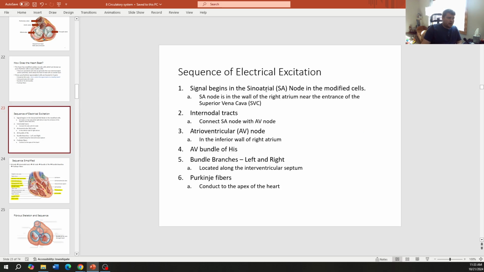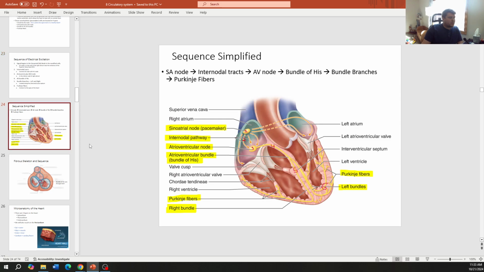So signal starts in the SA node. It goes through these structures called the internodal tracts, which connect it to the AV node. AV node is connected to the bundle of His. The bundle of His is connected to a structure called bundle branches, and the bundle branches are then connected to structures called Purkinje fibers. Here's what this all looks like. The SA node starts the signal, and it sends it out, and it connects to the AV node. AV node is connected to, right here, the bundle of His. That splits into these bundle branches, and then the bundle branches eventually turn into Purkinje fibers.